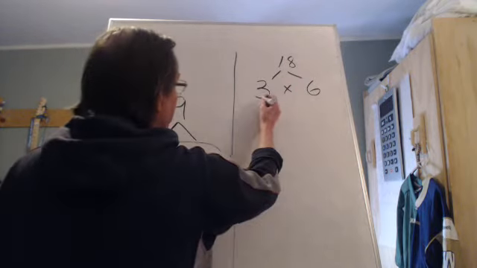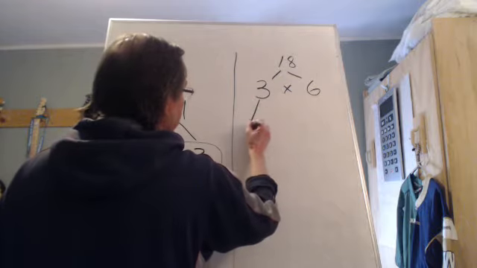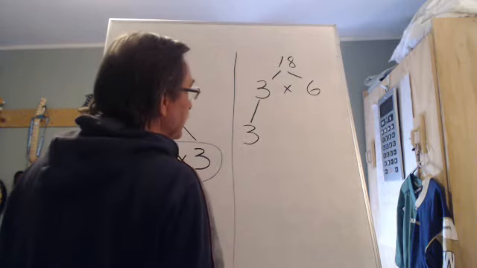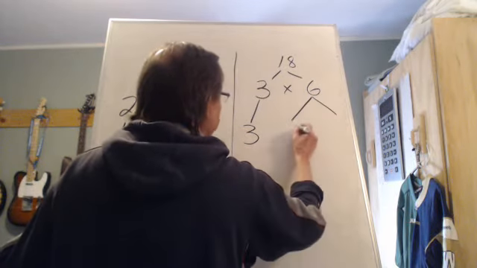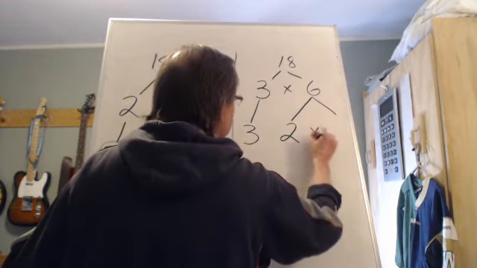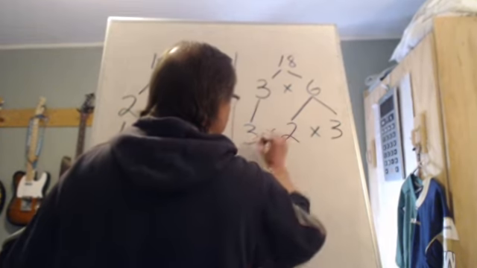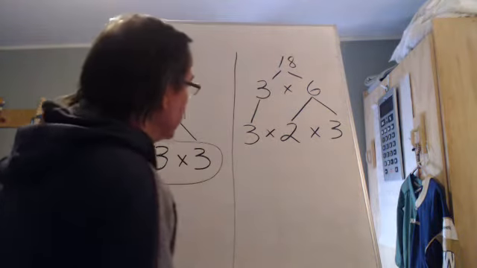Now 3 is a prime number, so I'm just going to bring it down. And 6, oh, 6 that's an easy one. That's 2 times 3. Let's put our multiplication symbols in there.